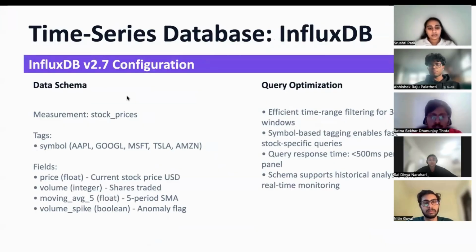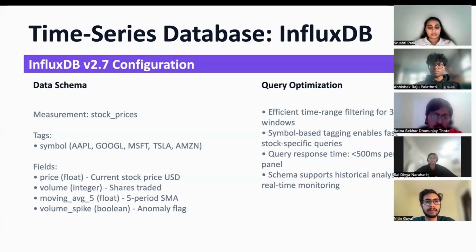Hi everyone. Let me walk you through the time series database layer, which is where we store and query all the real-time market data. For our project, we used InfluxDB version 2.7, which is specifically optimized for time series workloads, meaning anything that arrives with timestamps like stock prices. Our data schema uses one measurement called stock prices. We separate information using tags and fields.